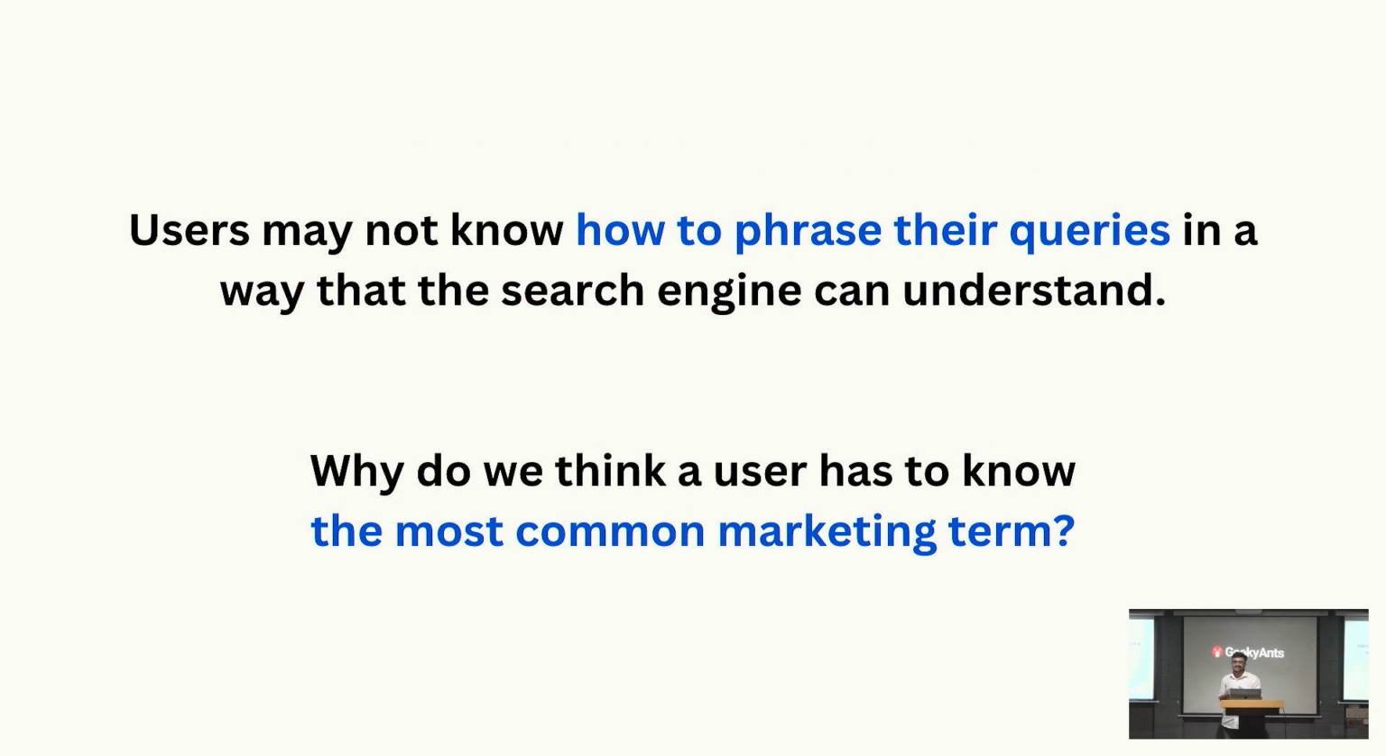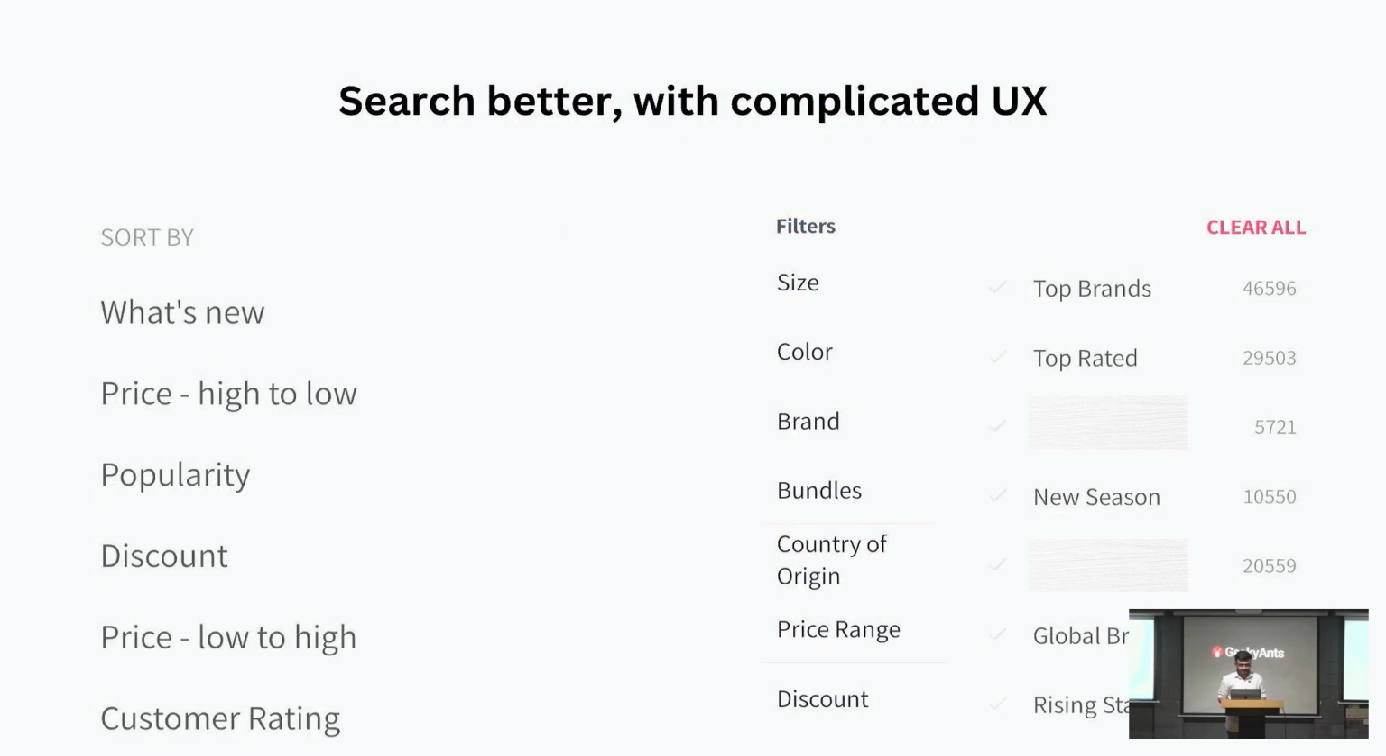So we as developers somehow believe that our users should know how to phrase a sentence and put it into the search box. Or do we believe that people should know the most common marketing terms? And to make things better, we have also created sorting and filter algorithms with 30 more categories to select from. And then we also show 40,000 results.